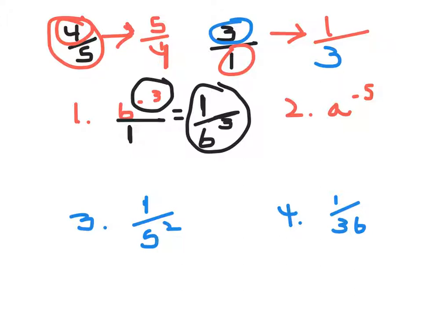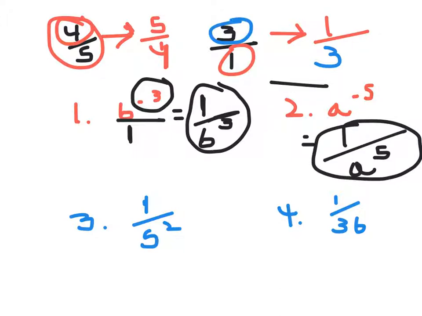Now moving on to number 2, you can see that we have a to the negative 5th power. So we're going to do 2 steps. We're going to find the reciprocal and change the sign of the exponent. So we would write this as 1/a to the 5th power. Notice how the sign has changed once we write the reciprocal.